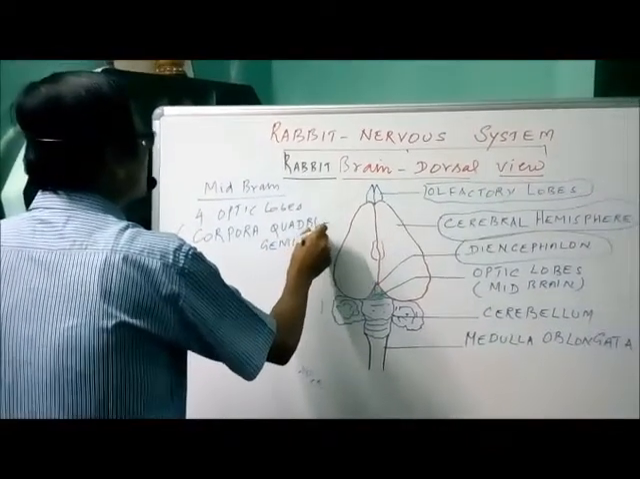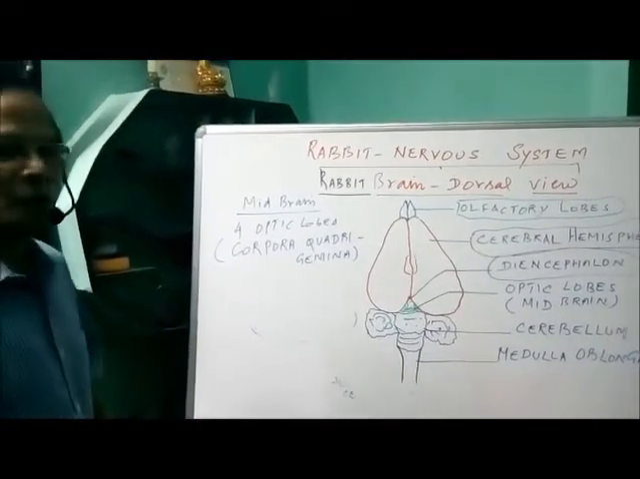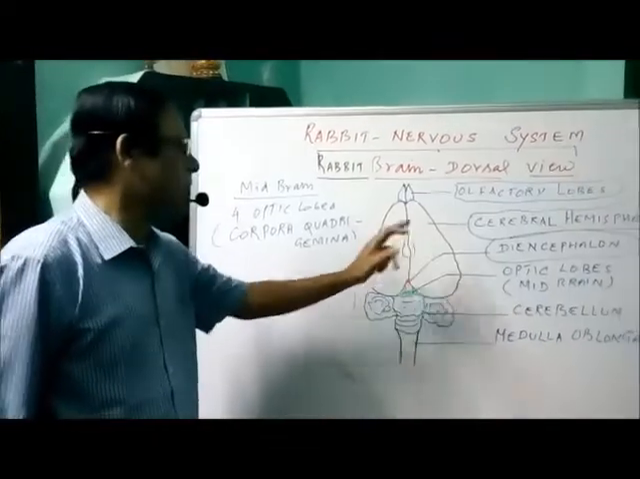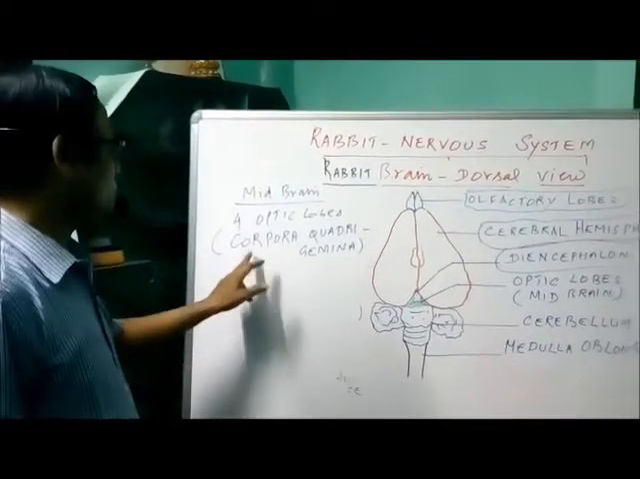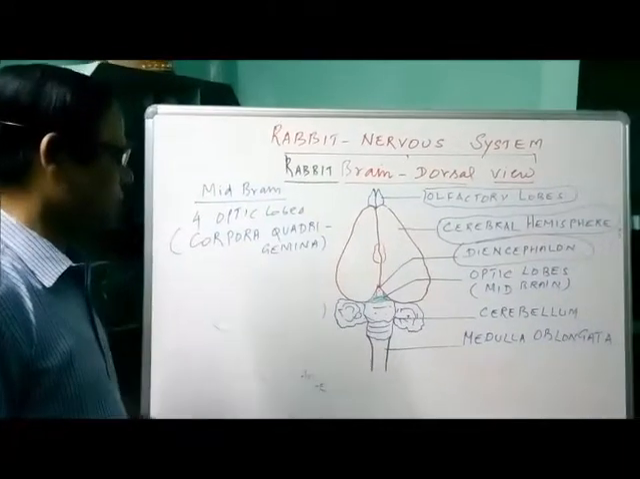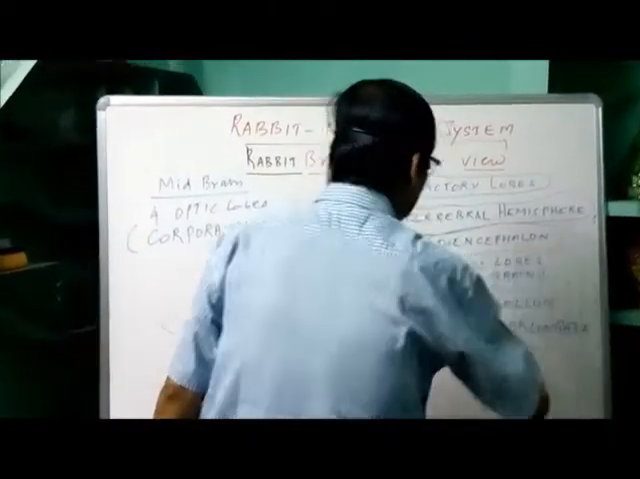Now, two peculiar characters in the case of mammalian brain. One, presence of corpus callosum between the two cerebral hemispheres. Another one, the presence of four optic lobes, together called corpora quadrigemina. Now, this is the optic lobe which constitutes the midbrain.